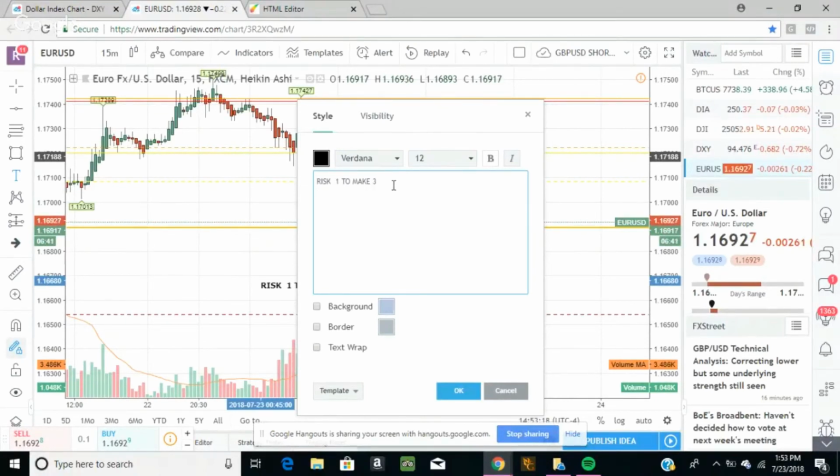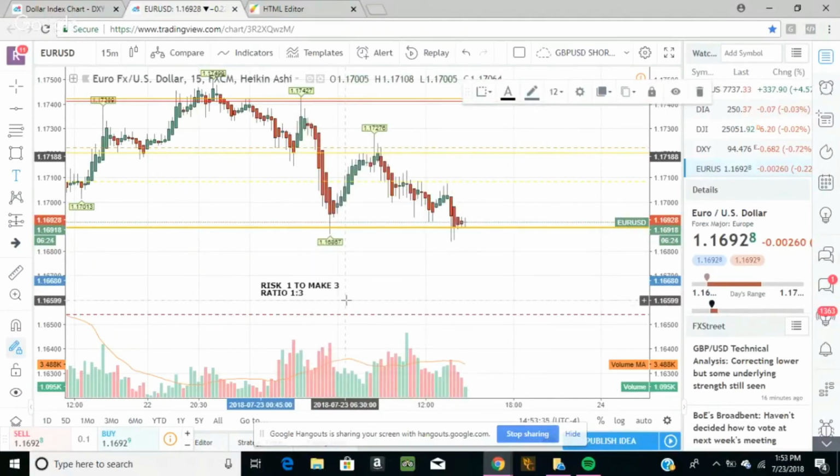So risk to reward ratio is always 1 to 3. We never want to risk 1 to make 1. I never risk 10 pips to make 10 pips, because in that case you're gambling. You might as well go to the casino and play roulette, period. So we don't gamble. We use proper risk management and money management to place our trades and to manage our trades. So that's the number one thing that I want you to know.